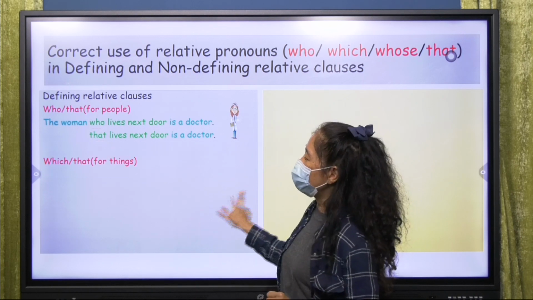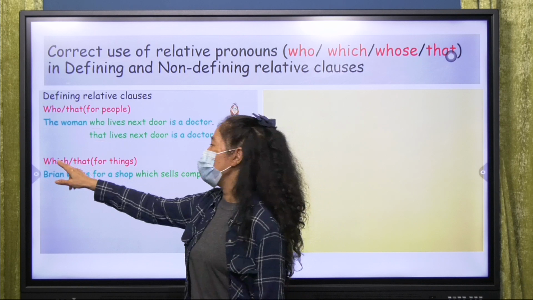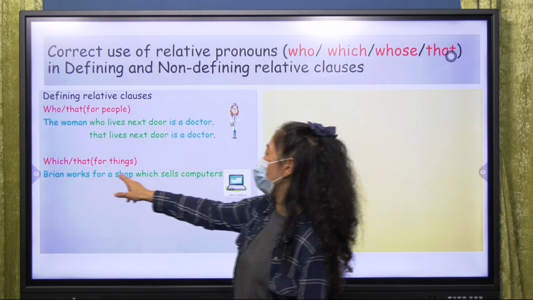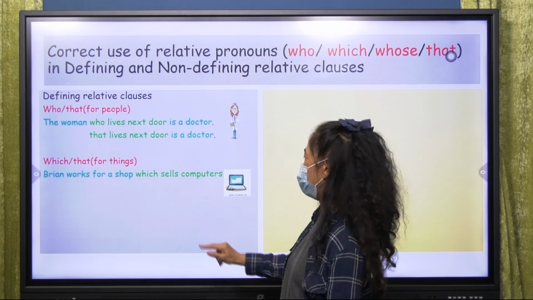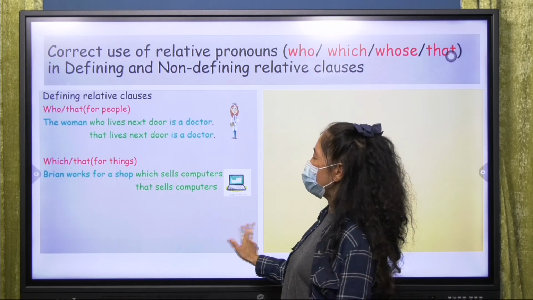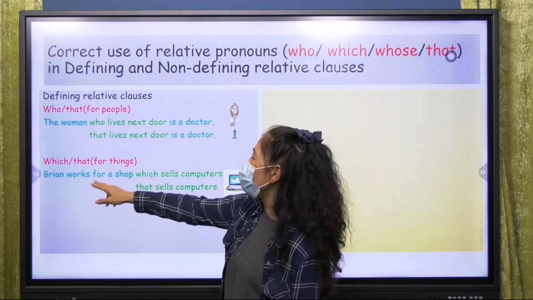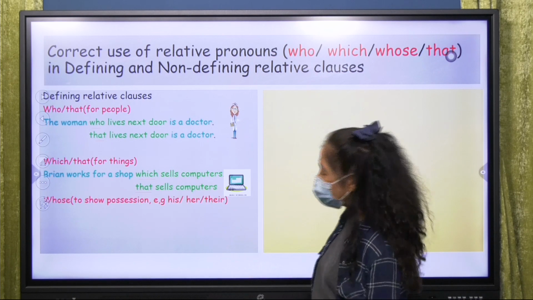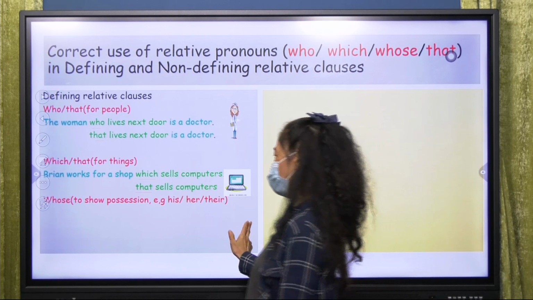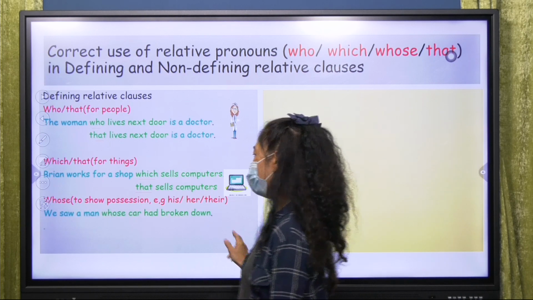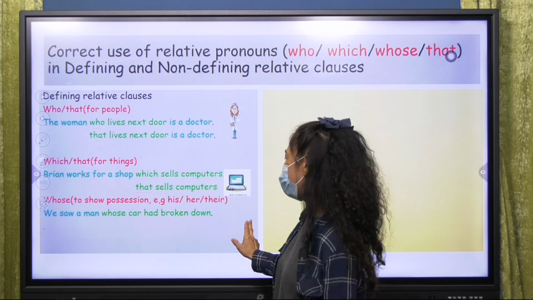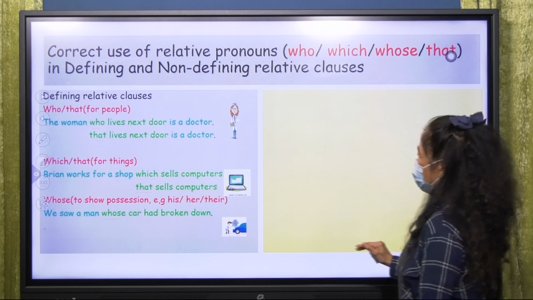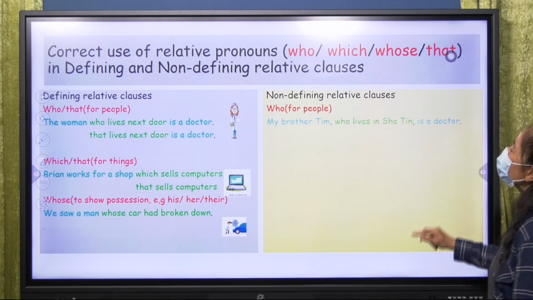And then which and that also, you can use which and that to refer to things. Like this, Brian works for a shop. Which shop? A shop that sells computers. Okay, just the same. Brian works for a shop that sells computers. Both are correct. Possessive, as I said, possessive is to show possession, his or her. We saw a man whose car had broken down. Whose? Okay.